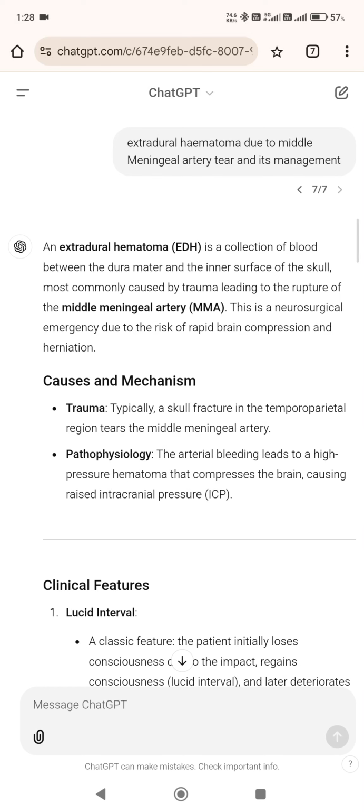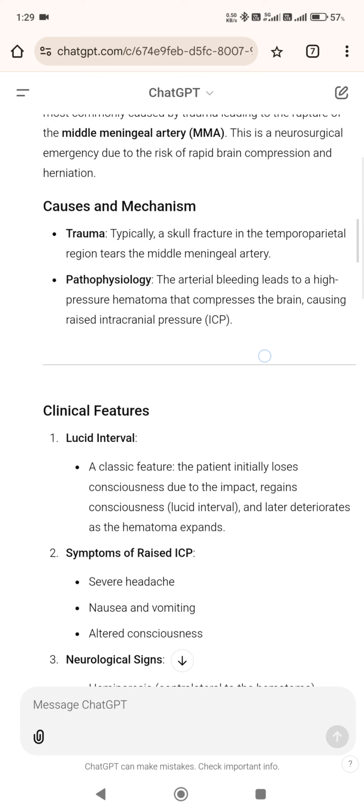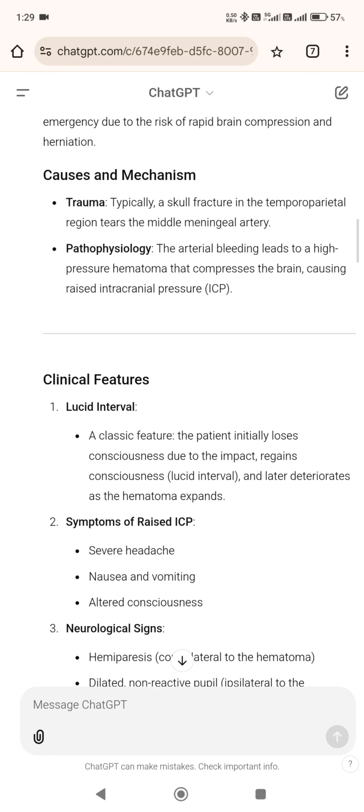An extradural hematoma, EDH, is a collection of blood between the dura mater and the inner surface of the skull, most commonly caused by trauma leading to the rupture of the middle meningeal artery, MMA. This is a neurosurgical emergency due to the risk of rapid brain compression and herniation. Causes and mechanism. Trauma. Typically, a skull fracture in the temporoparietal region tears the middle meningeal artery.